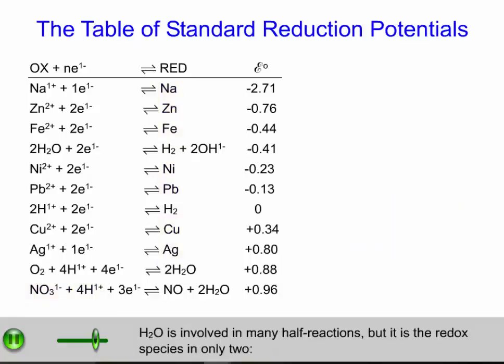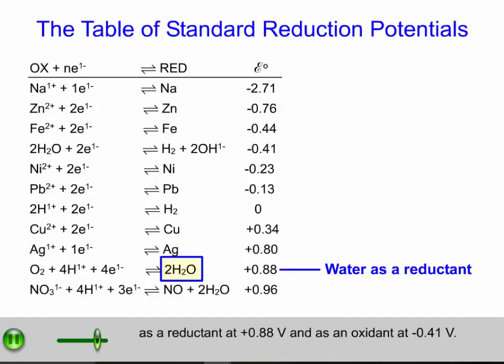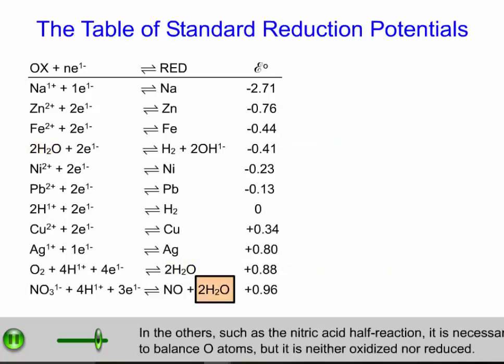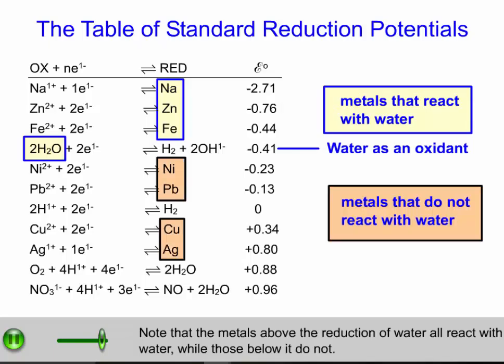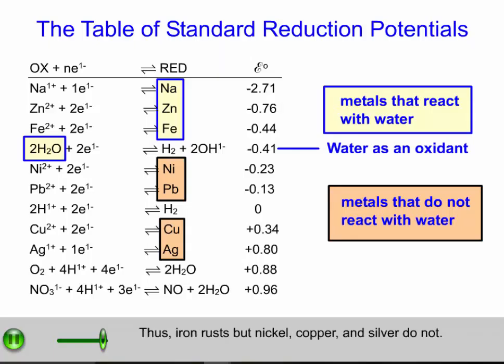Water is involved in many half reactions, but it is the redox species in only 2, as a reductant at plus 0.88 volts and as an oxidant at minus 0.41 volts. In the others, such as the nitric acid half reaction, it is necessary to balance oxygen atoms, but water is neither oxidized nor reduced. Note that the metals above the reduction of water all react with water, while those below it do not. Thus, iron rusts, but nickel, copper, and silver do not.